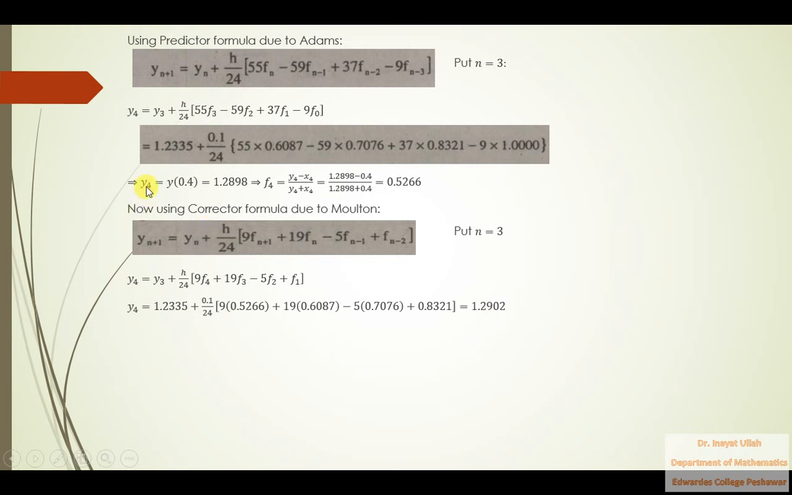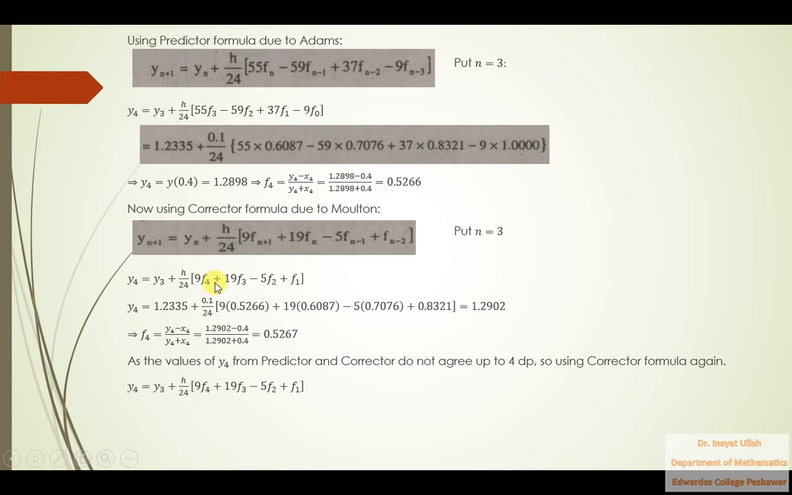We see that the value of y4 obtained from the predictor formula is different from the corrector formula, 1.2902. So we need to use the corrector formula again, but for the new values of f4 and y4. So f4 is the same formula, but we need to use the new y4 in this formula, 1.2902. x4 is 0.4, the same, but y4 is the newer value. So this is the new value of f4. Now again using the same formula but with the new value of f4, which is 0.5267. This is f4, and the rest of the values are the same from the table.